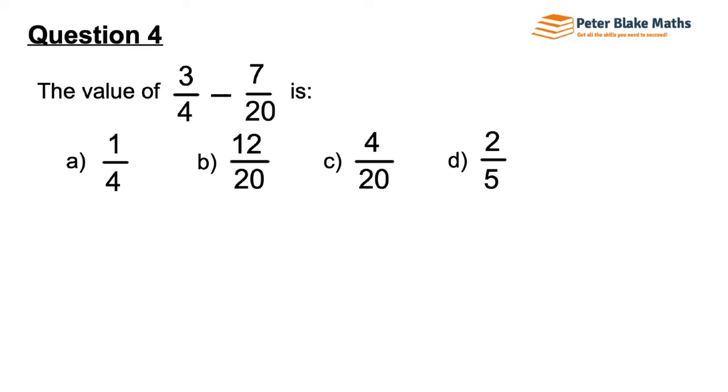Question 4. The value of 3/4 minus 7/20 is 1/4, 12/20, 4/20, or 2/5.